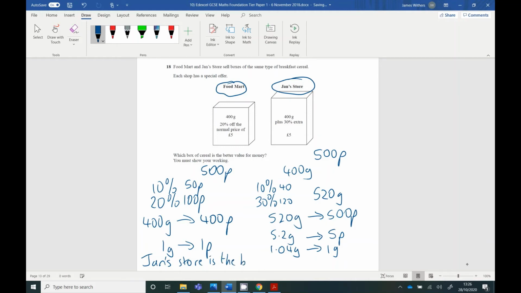Now you might have done it a different way, but as long as you are comparing like for like, so the same quantity and comparing the money, or the same money comparing the quantity, as long as you justified your argument, you'll get the marks.